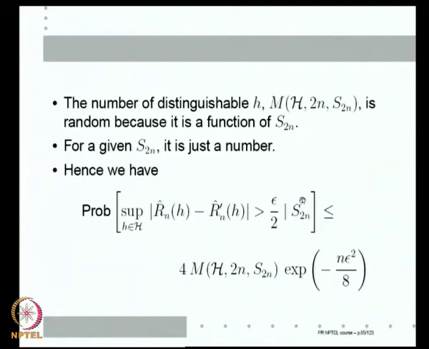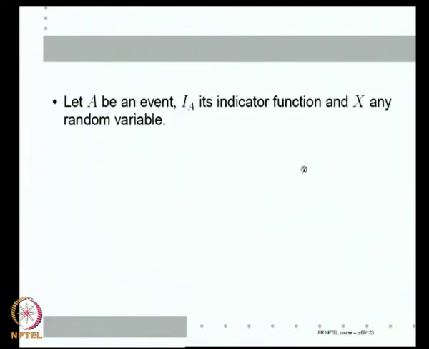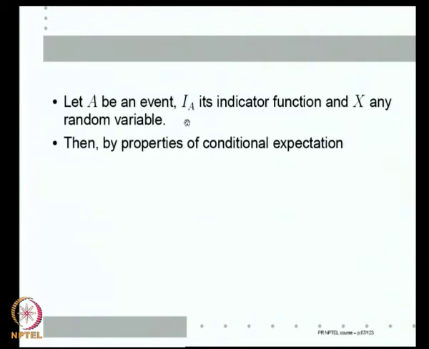We can do it using some standard probability tricks. The trick is like this: given any event A, let A be any event, and let I subscript A be the indicator function. I A is 1 if A has occurred and 0 otherwise. So, this is how events can be converted into random variables. And let X be any other general random variable. How it is related to A is of no consequence to us right now.